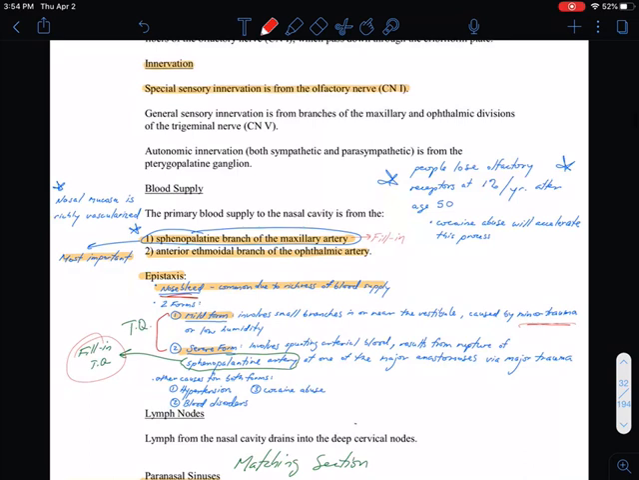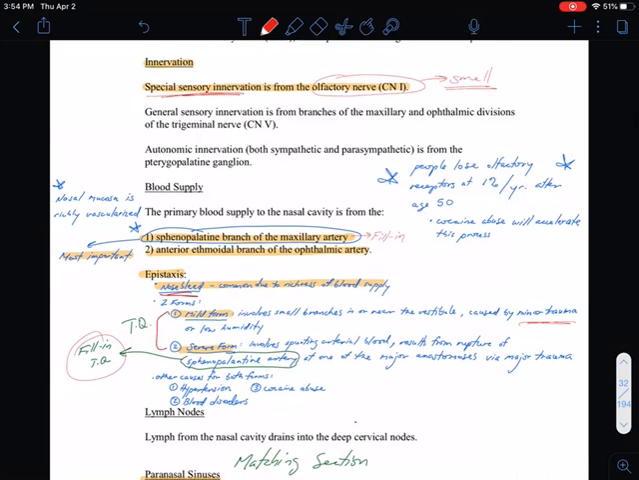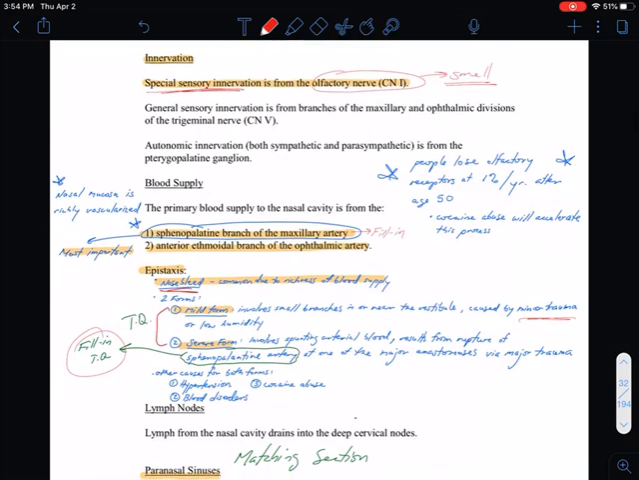Innervation, so we have that special sensory innervation from our olfactory nerve. That's how we smell. General sensation is coming from maxillary and ophthalmic divisions of trigeminal nerve or cranial nerve 5, and it has both sympathetic and parasympathetic information from that pterygopalatine ganglion.